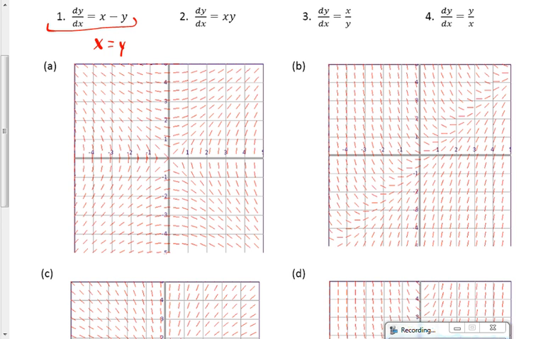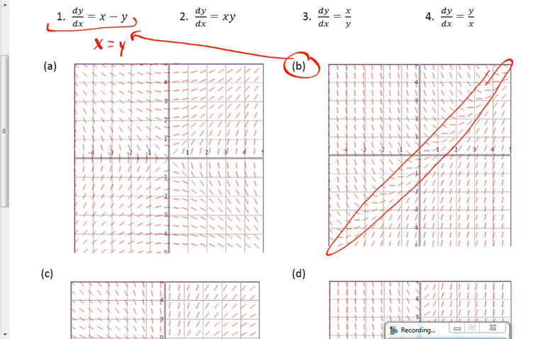So now I'm going to look for a pattern of horizontal slopes along the line x equals y. Do I have horizontal slopes along x equals y there? Bummer. Do I have horizontal slopes along x equals y here? Yes. How about on C or D? No. So this one, I'm going to be able to connect up with equation number one. Does that make sense? Okay, but it's not always that easy to go from equation to graph.